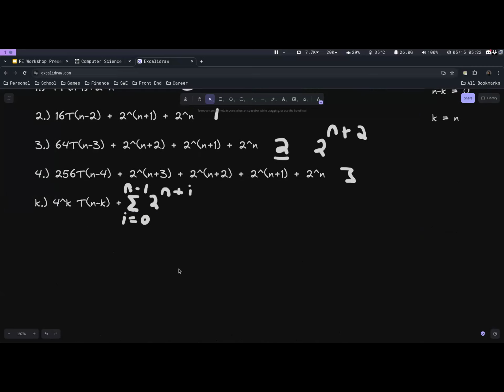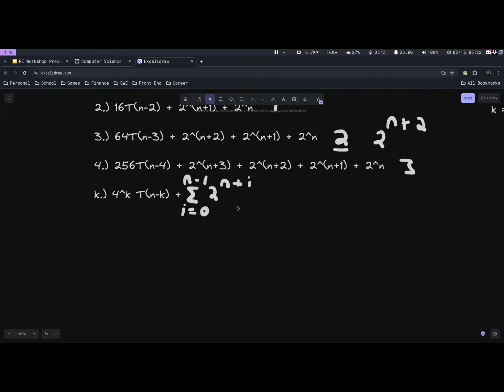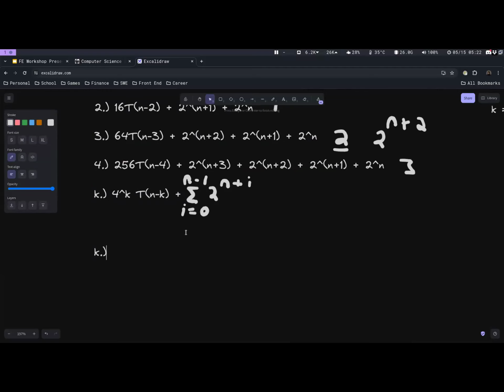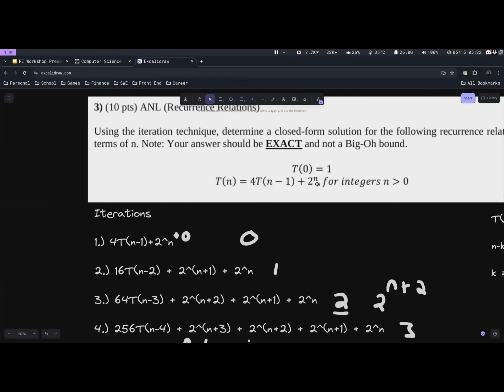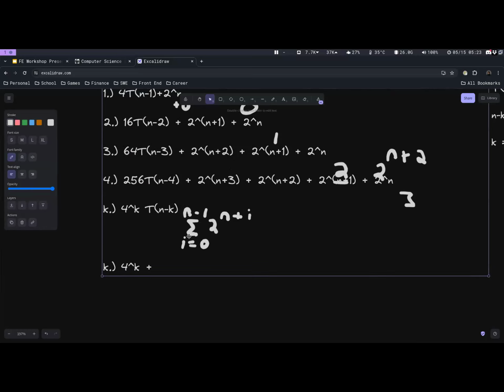It doesn't matter. We can now come back here. So we can replace this. Let me make sure everything looks good. We can replace this with our base case. So 4 to the k times T of 0. Keep in mind that T of 0 equals 1. So this will actually just be 4 to the k, because anything times 1 is itself, plus this gnarly summation that I'm going to try to copy.